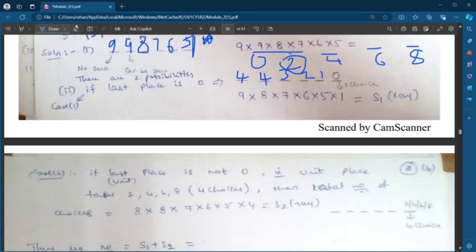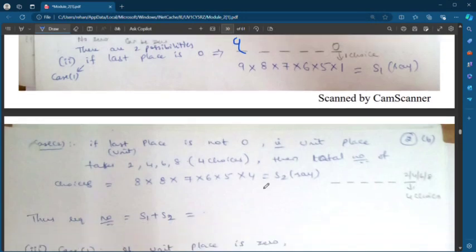Now I'll erase this to remove the confusion. If the last digit is 0 here, I can fill anything from 0 to 9 in the other places. Since 0 is not used elsewhere, here it is 9 out of the 10 numbers, 0 to 9, as 0 is gone. So here 9, here 8 times, here 7 times, here 6 times, here 5 times. Here it will be 0, so it will be 1.